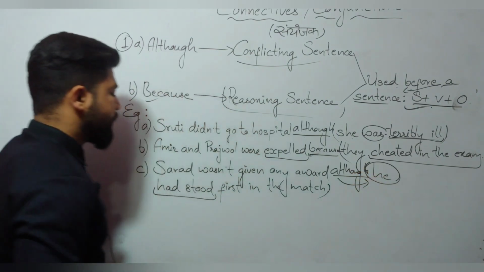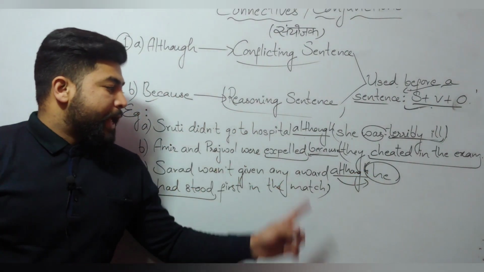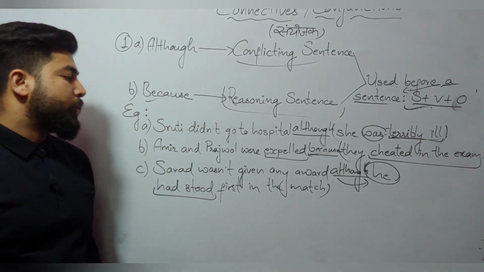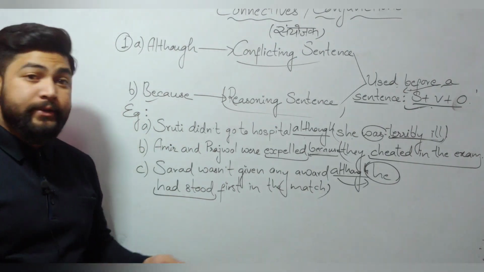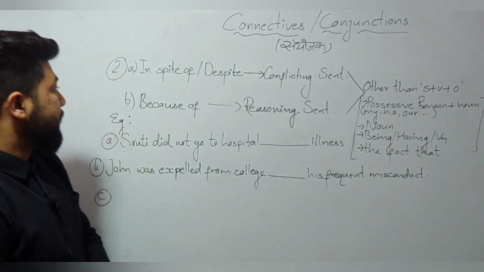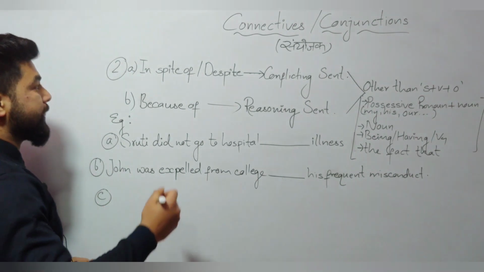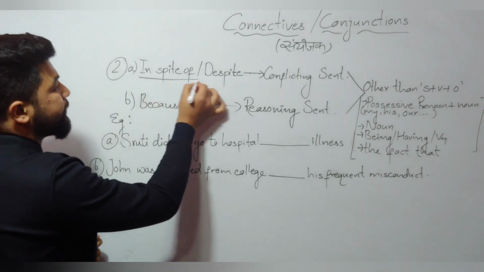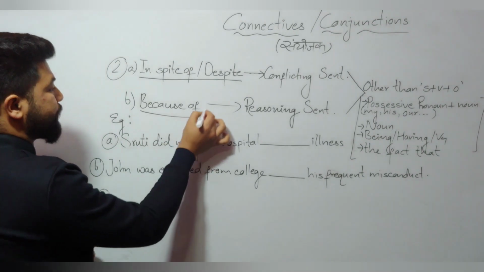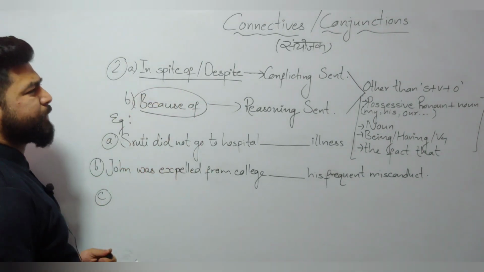So let's read it once again. Sharad wasn't given any award, although he had stood first in the match. So that's it. After although and because, now we have to discuss in spite of, despite, and because of. They aren't difficult either.